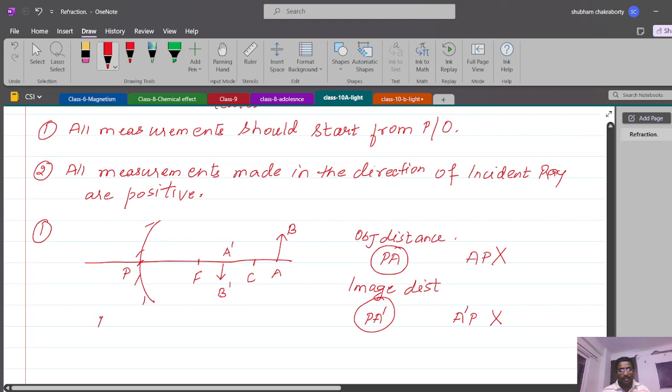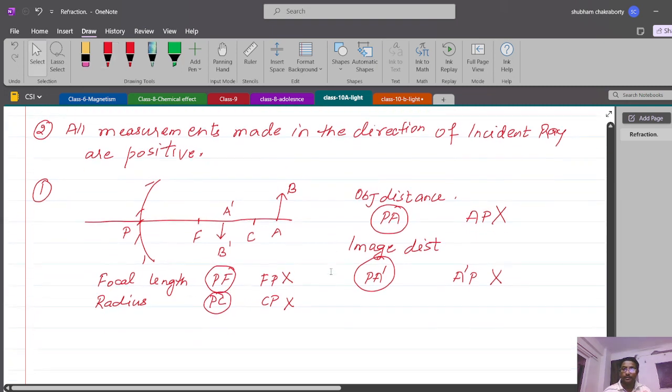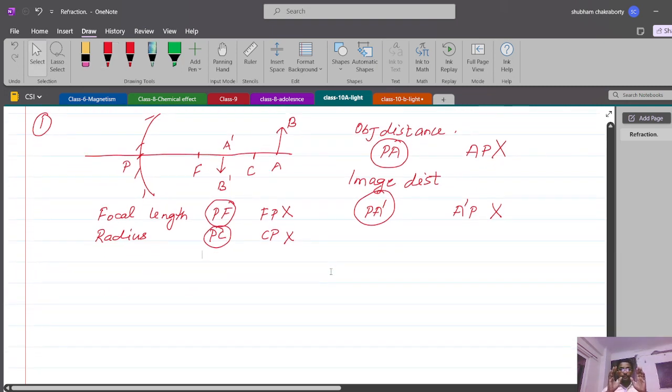Similarly, when it comes to focal length, we can write it PF or we can write it FP, but according to rule number one, it should start with P, so that is correct, this is wrong. Same goes with the radius of curvature. We can call it PC or we can call it CP, and as you must have understood the pattern, PC is correct. Okay. So I hope you understand how rule number 1 is applied.